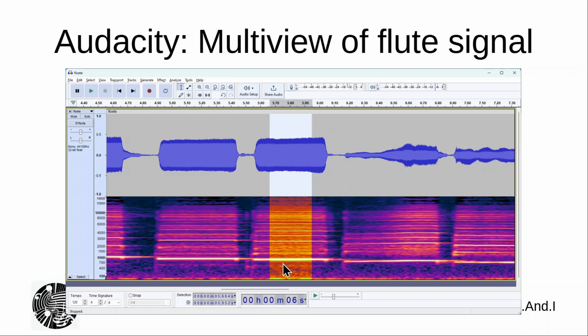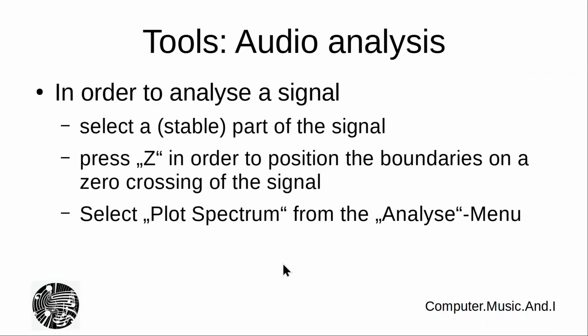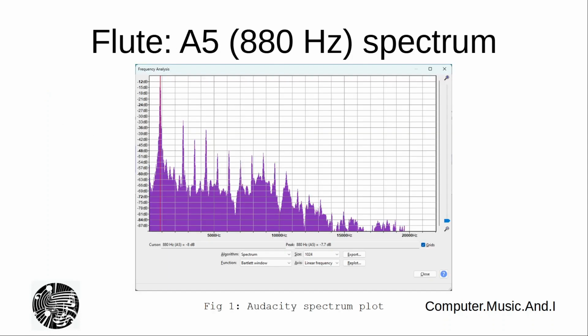Alright, now in order to analyze this signal, we need to select a stable part of the signal, which at least by visual inspection seems to be of the same volume. Then we press Z in order to position the boundaries of the selection on a zero crossing of the signal, so we've got a clean start and end. And then from the analysis menu we simply select plot spectrum, and with this we get the spectrum.